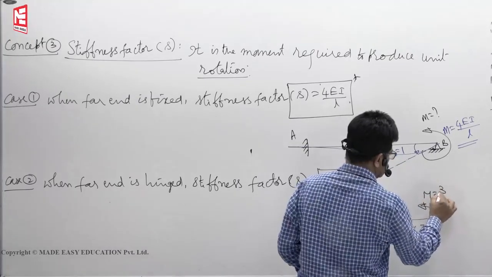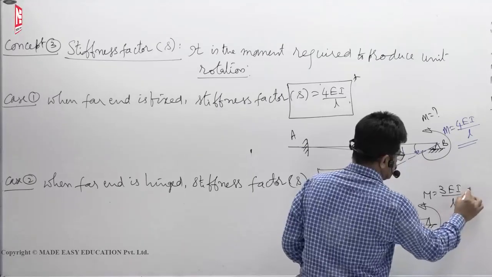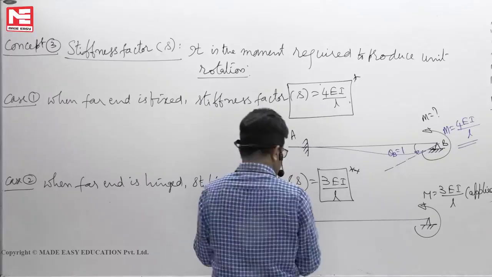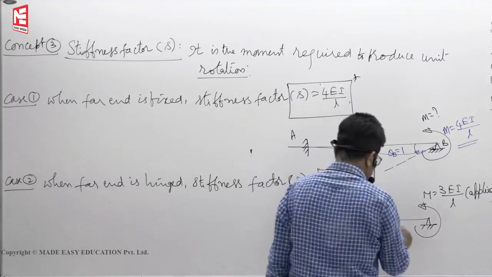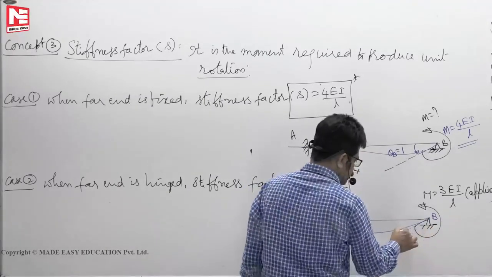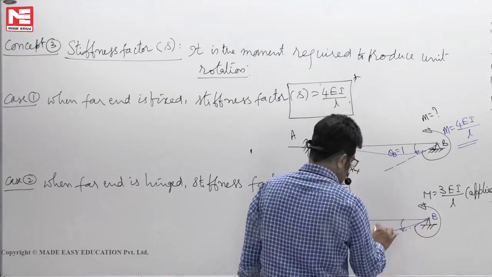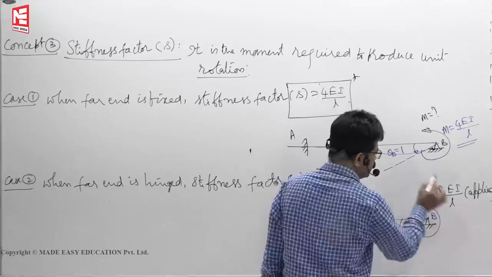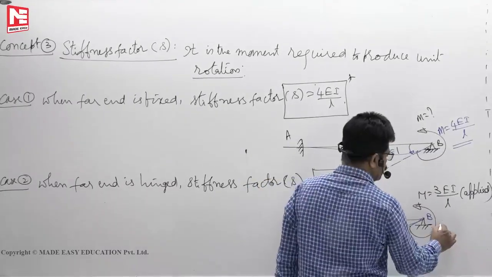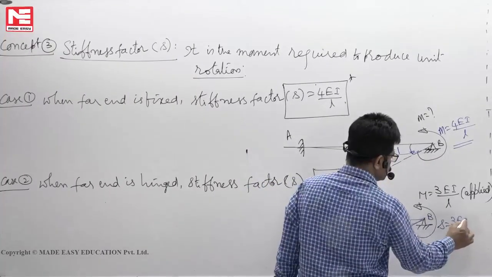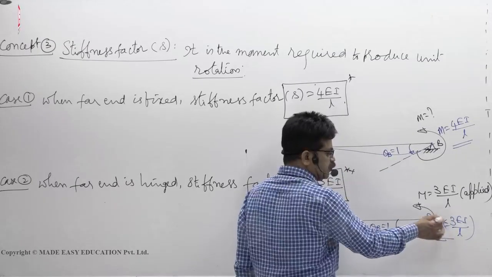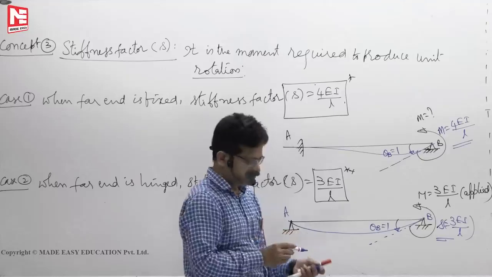M is applied. We have to apply that much moment. Then the deflection profile will be something like this. A, B. For this theta B to become 1, your M must be 3EI by L. That M we call the stiffness factor, or in other words S is equal to 3EI by L. If you apply 3EI by L amount of moment, theta B becomes 1.